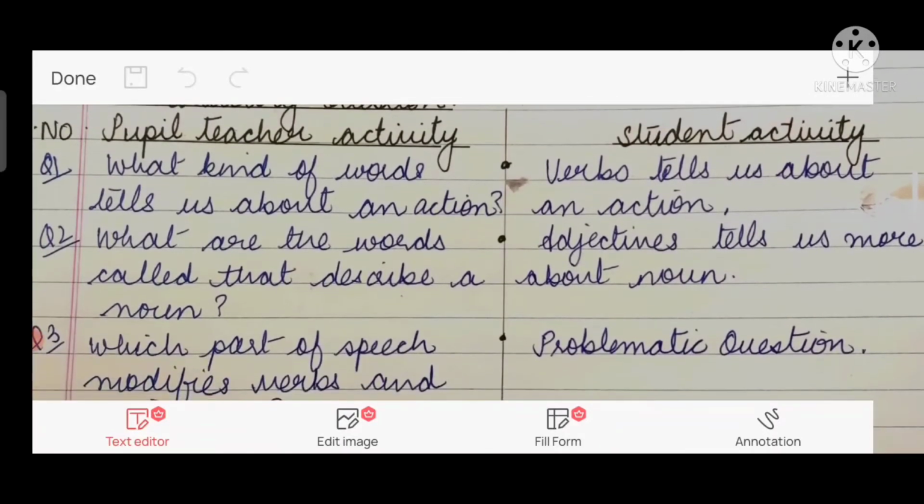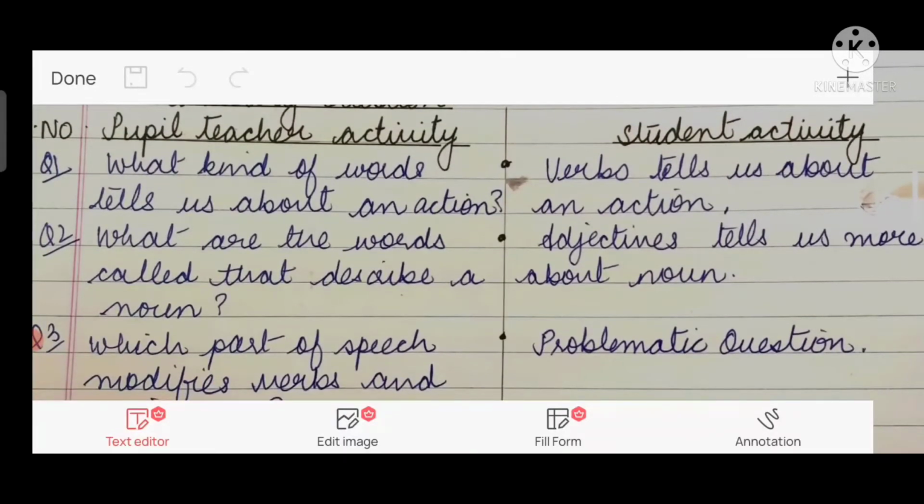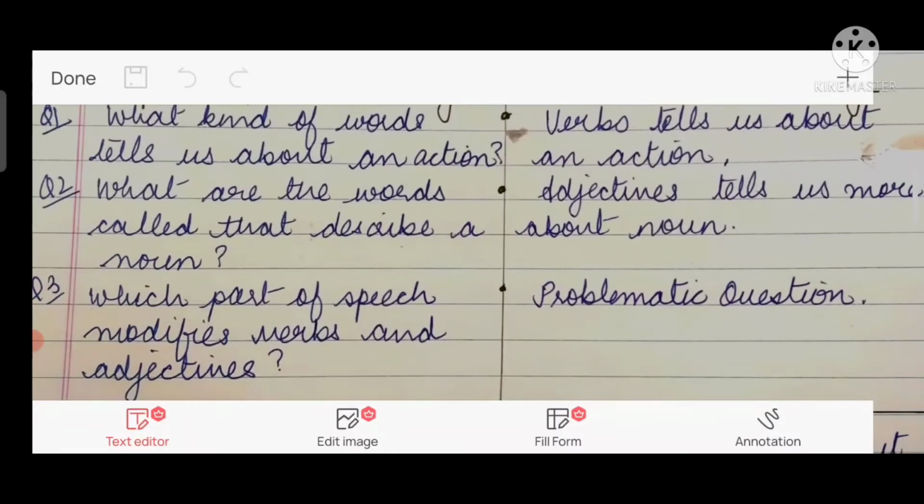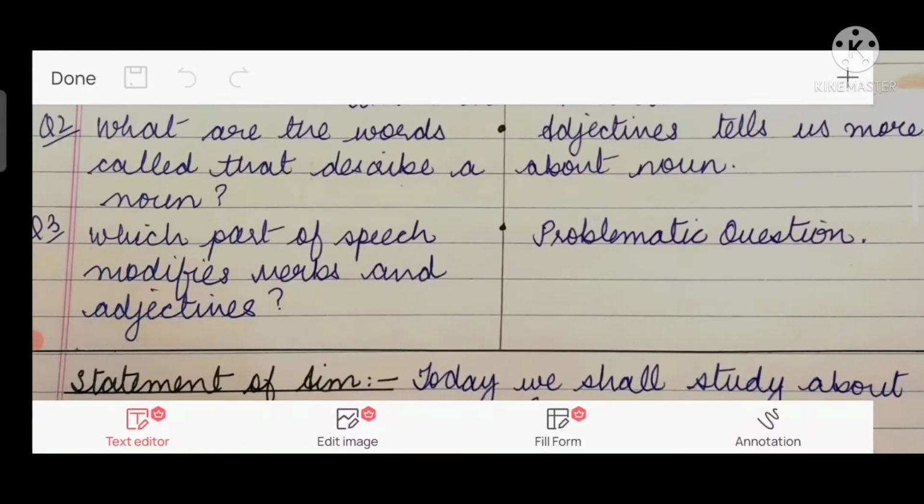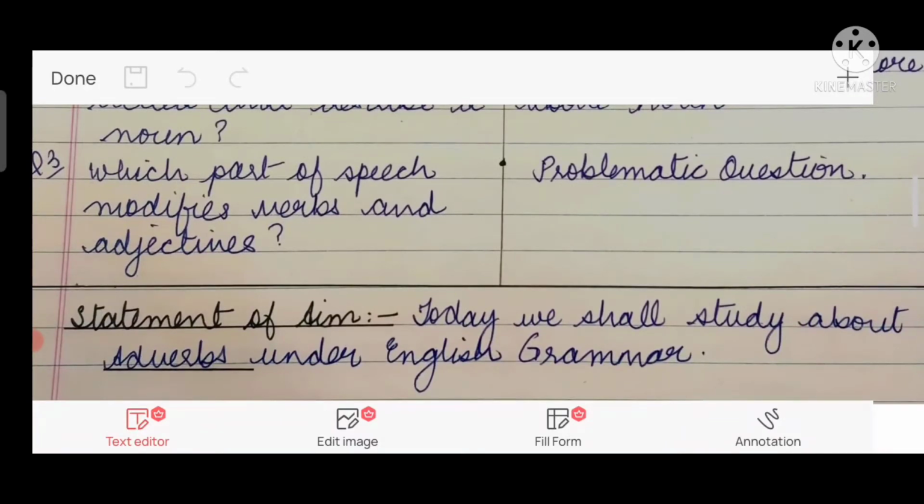So let's see here first question. What kind of word tells us about an action? Answer is verbs tell us about an action. Then second question. What are the words called that describe a noun? Answer is adjectives tell us more about noun. Then the third question is which parts of speech modifies verbs and adjectives? This is a problematic question. Okay. After that, we'll write a statement of aim. Today we shall or will study about adverbs under English grammar.